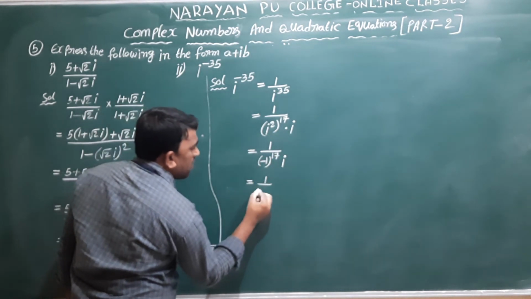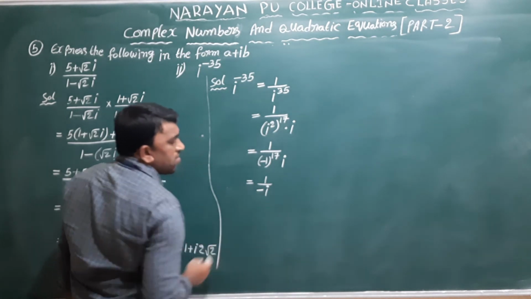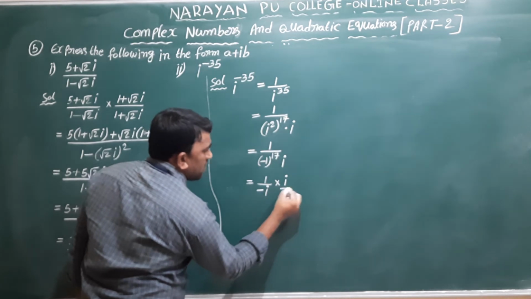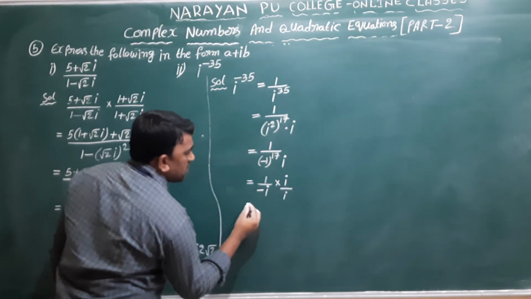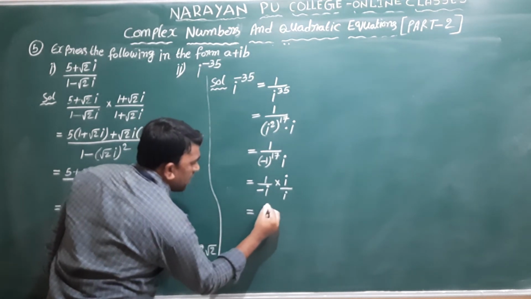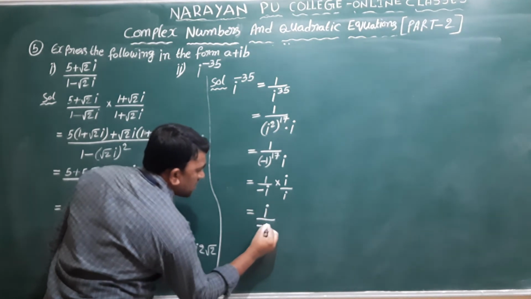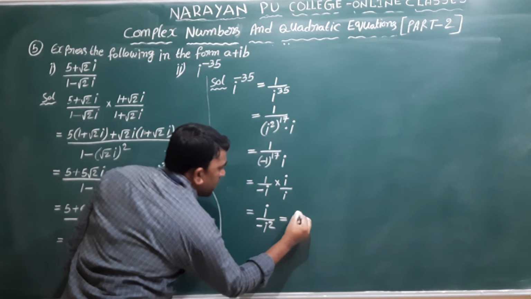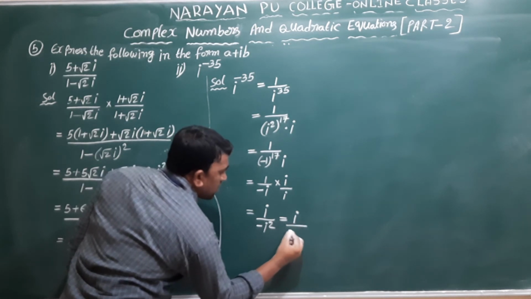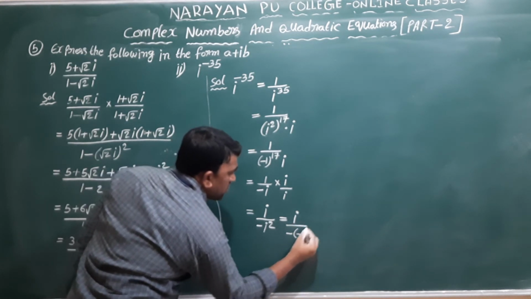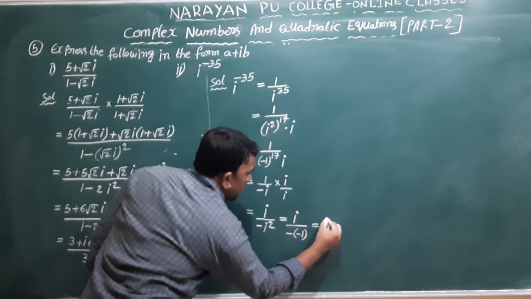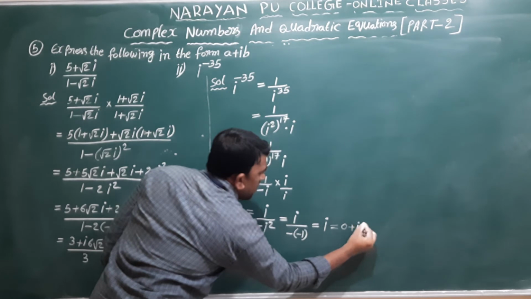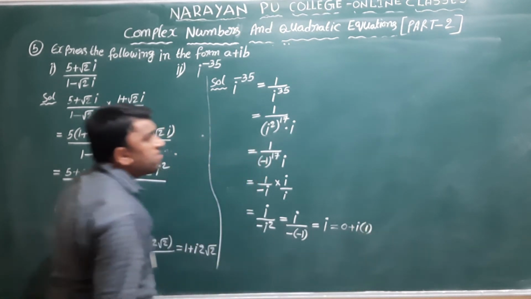1 by minus i. So we should rationalize with i. Here minus i is there, so with plus i you can rationalize. 1 into i by minus i into i, which is i square. i divided by minus i square, and the i square value is minus 1. So minus into minus is plus i. So we can write this as 0 plus i into 1.